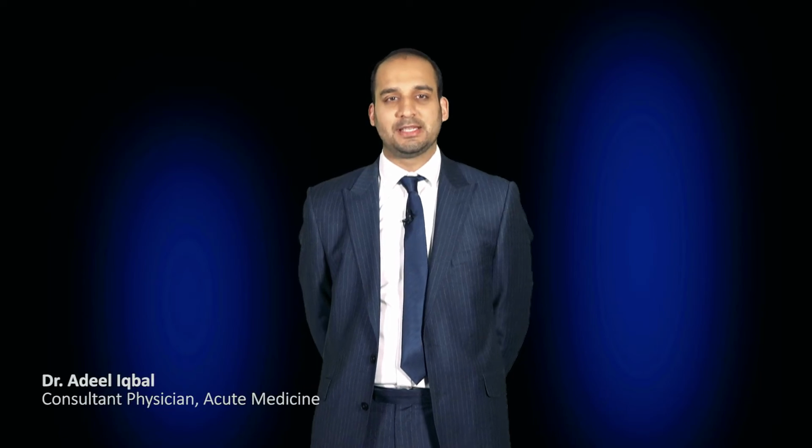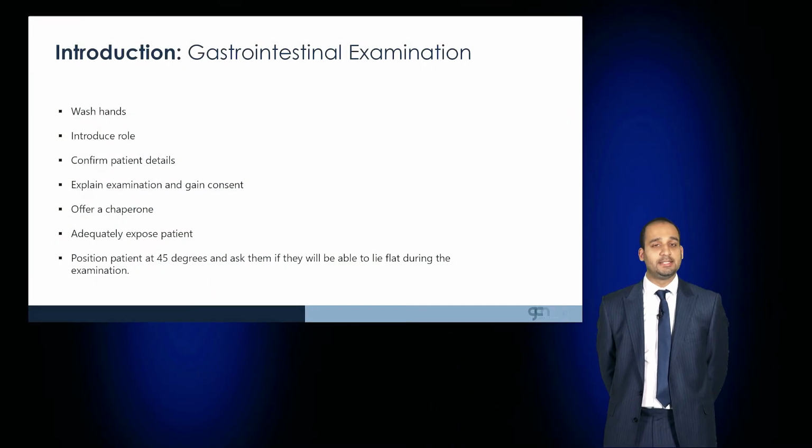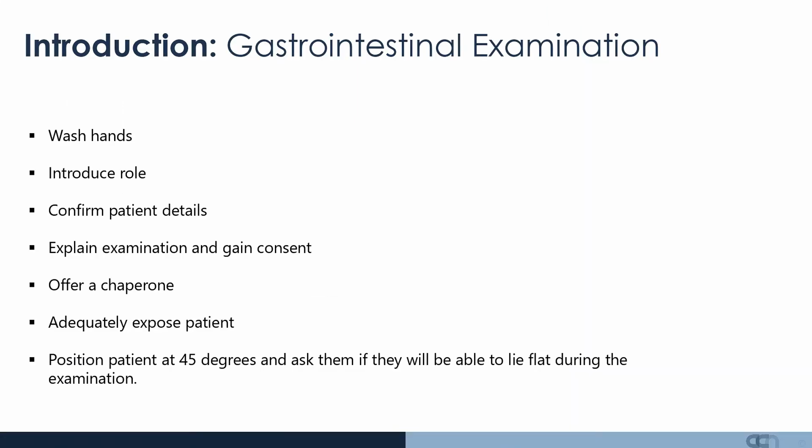Welcome to this medicine masterclass in which we will be explaining how to perform an abdominal examination. Start by washing your hands, introducing your role, confirming the patient's details and explaining the examination to them to gain informed consent. Offer a chaperone, adequately expose the patient and position them semi-recumbent at 45 degrees and explain to them that during the examination you would like to lie them flat.